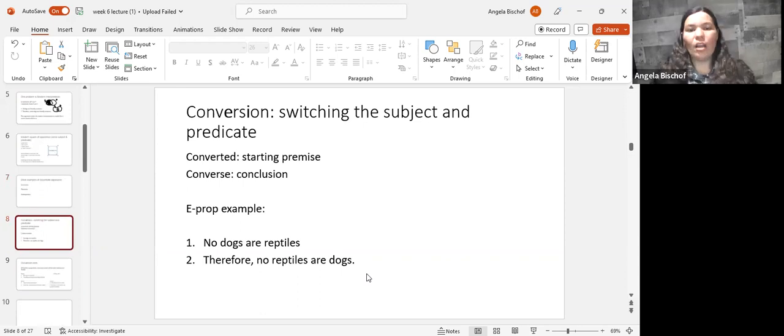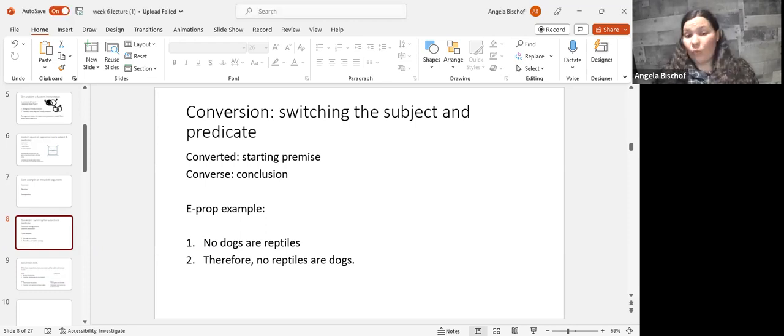All right. So conversion. What do we do here? We switch the subject and the predicate. So our premise is just a normal statement, whatever we want, i.e. A or O. And then for our conclusion, we switch our subject and predicate. So if we start with an E proposition, we're going to have an E proposition as our conclusion, but our subject and predicate are going to flip. Here's the example. No dogs are reptiles. So that's an E proposition, a negative universal. And then we make this inference, therefore no reptiles are dogs. And that's again a negative universal.